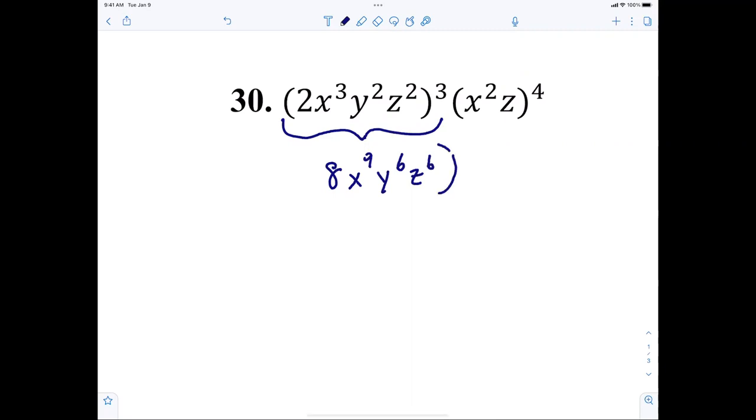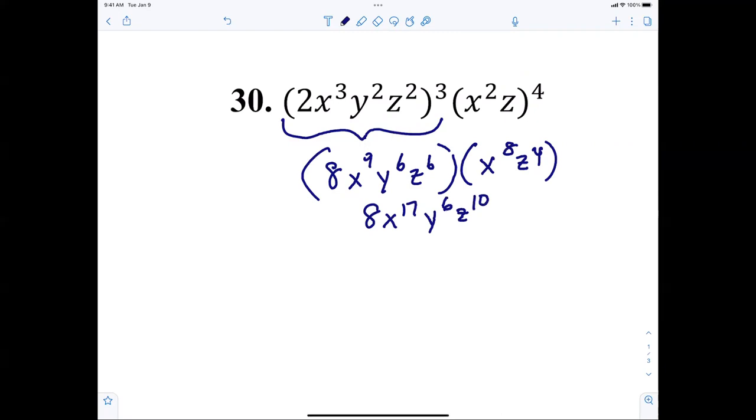And then the next one is X to the 8 and 0. So your final answer is 8x to the 17th, y to the 6. Pretty good. Does everybody see that? Just following rules, just following rules. Does anybody need any help with that?